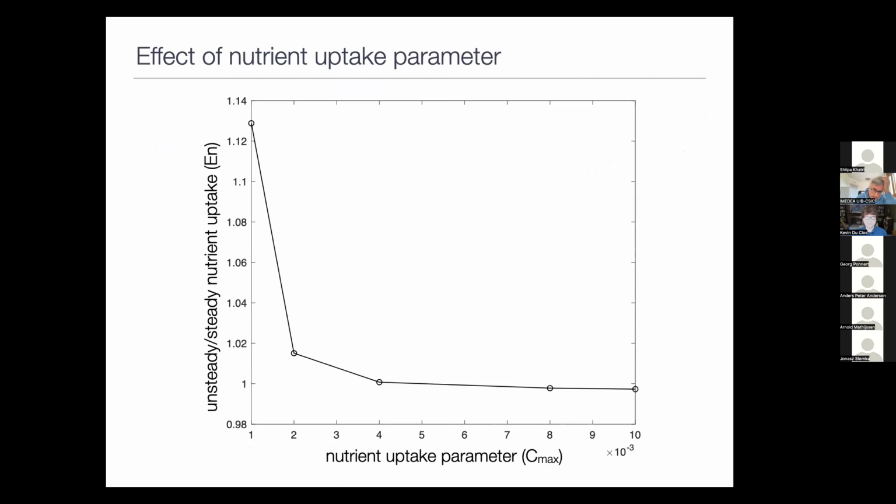And so here are the results. If we look at that nutrient uptake parameter, on the right side of this plot we see something closer to that perfect sink model, where the diatoms are taking up most of the nutrients available to them. But then if we go to the left side of this plot and we decrease that Cmax, we start to see enhancement. We see that the diatoms actually increase their uptake rate by about 13%.